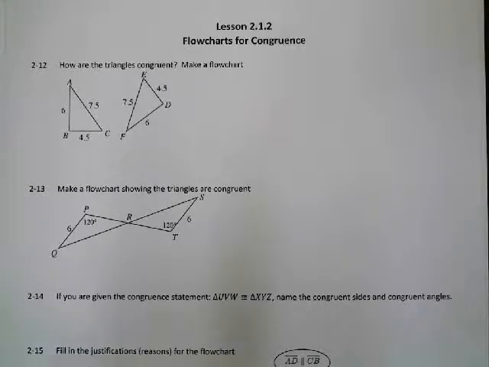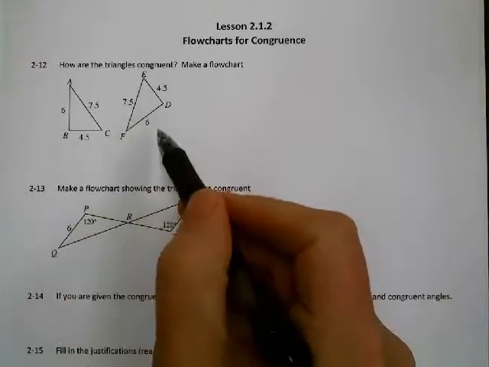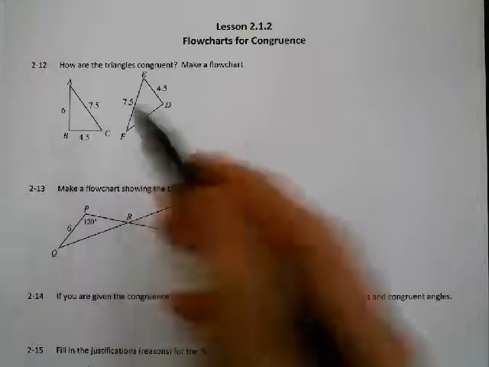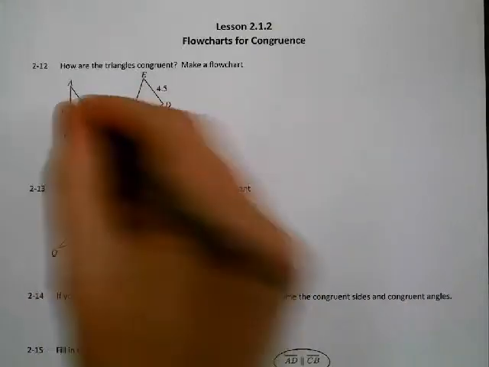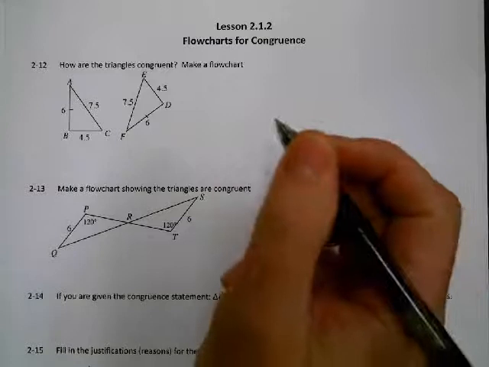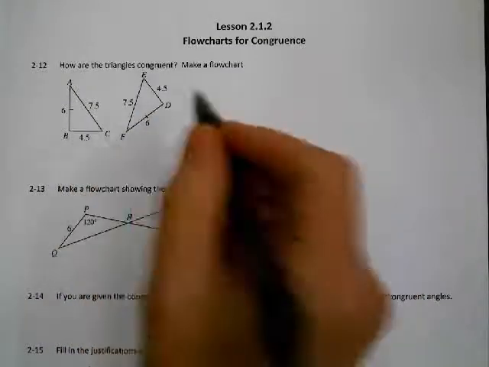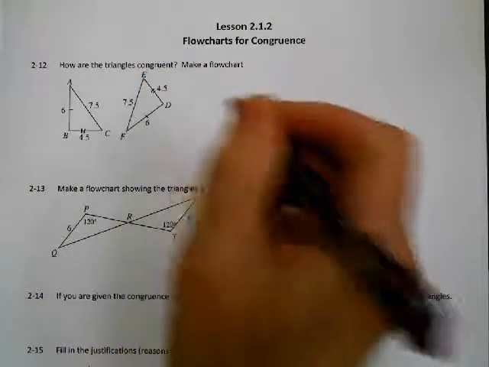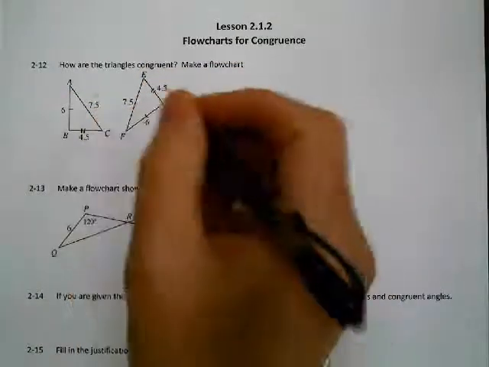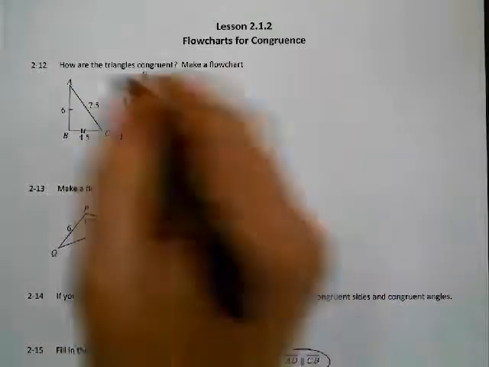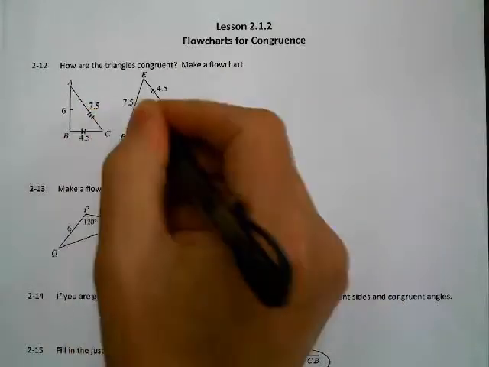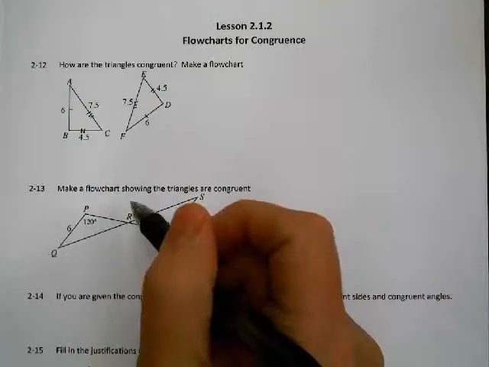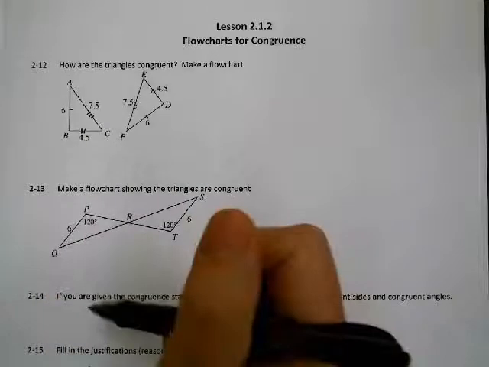Make a flowchart. We just have a bunch of numbers on here, but I can see that AB is congruent to FD because they're both 6 units long. I can also see that BC is congruent to ED because they're both 4.5 units long. And finally, AC is congruent to EF because they're 7.5 units long. So based on what I have here, I have side-side-side congruence.